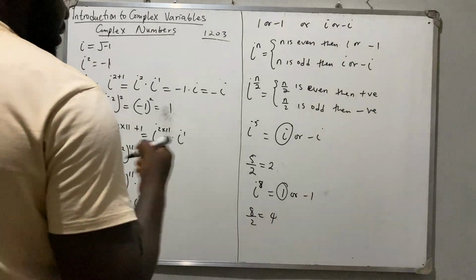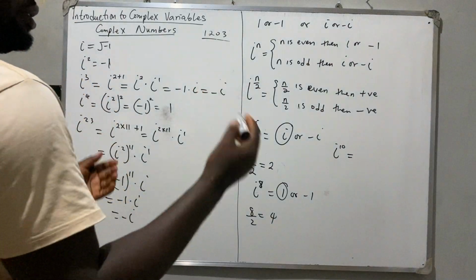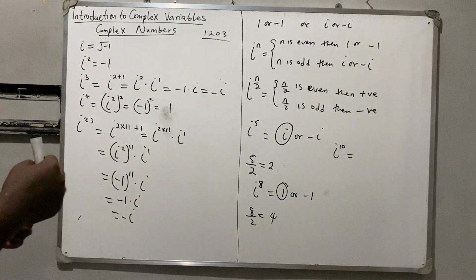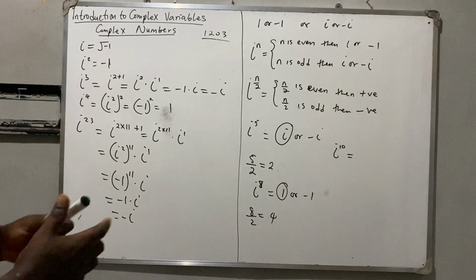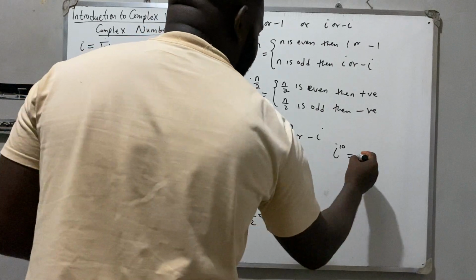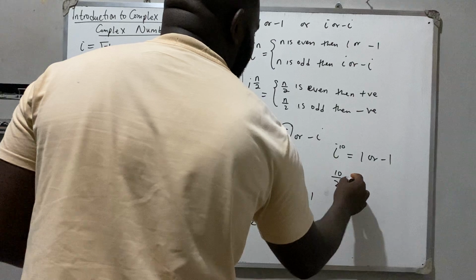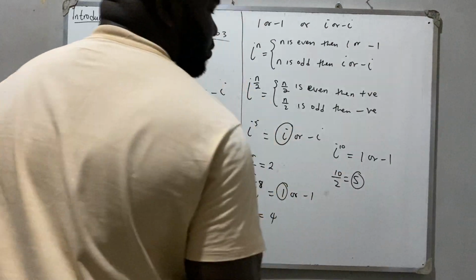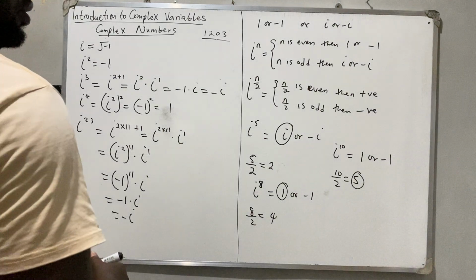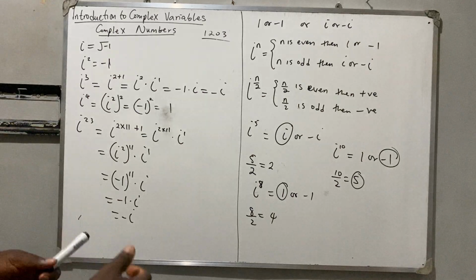Now, what about i raised to power 10, for example? If you see i raised to power 10, you see that 10 is what? Tell me the answer in the comment section before I solve it. So try it and tell me the answer in the comment section. Okay, it's simple. 10 is what? Even. So since 10 is even, I'm expecting 1 or minus 1. I will now say 10 divided by 2. 10 divided by 2 is 5. And 5 is what? Is it even or odd? Odd. Since 5 is odd, my answer becomes negative 1. Okay? As simple as that.